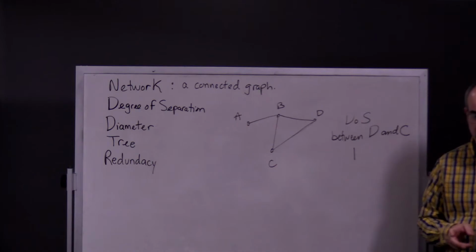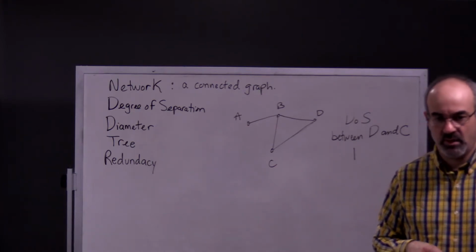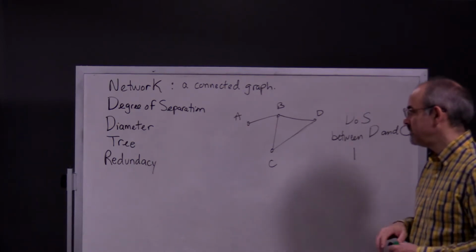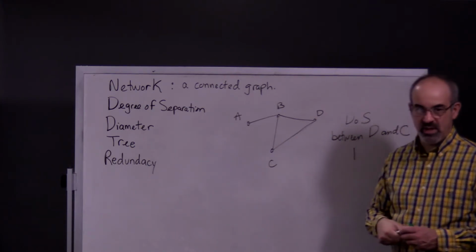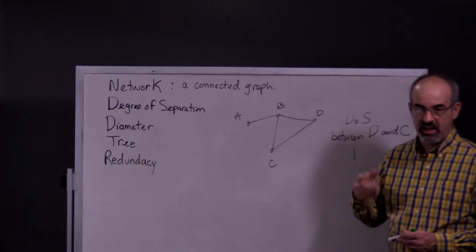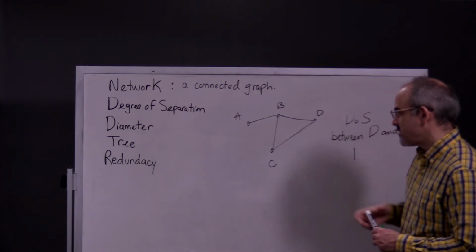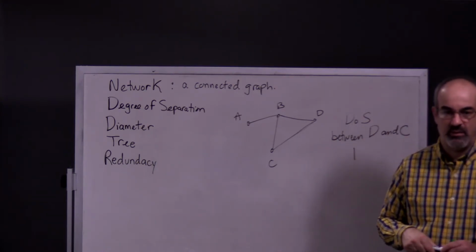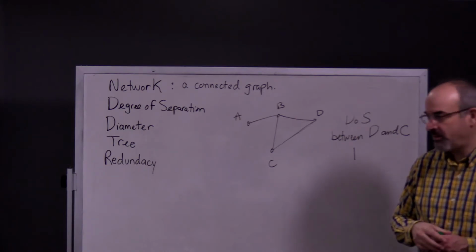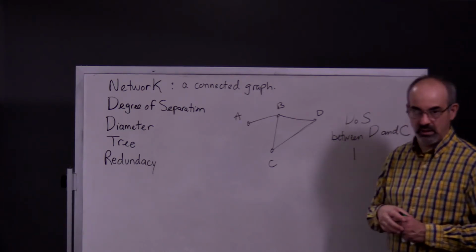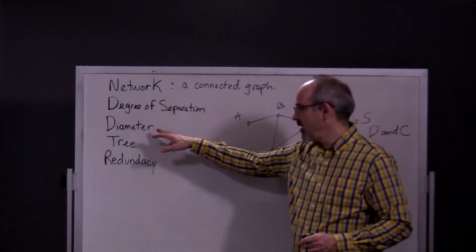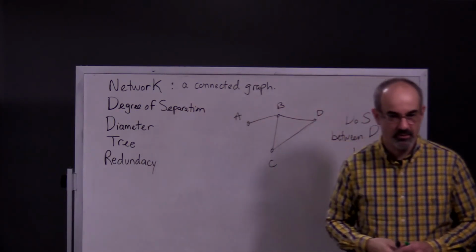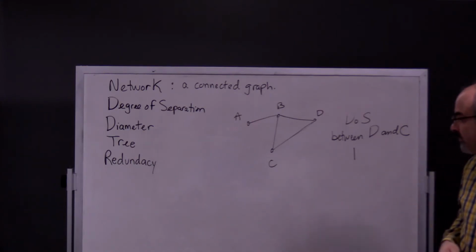It doesn't look like there's anything bigger than 2. There are no 2 nodes that have a degree of separation of 3 or more. The biggest one is 2. So that's the diameter of this network. 2 is the largest degree of separation between any 2 particular nodes. Okay? Like I said, I'll probably make 2 different videos for those 2 terms.